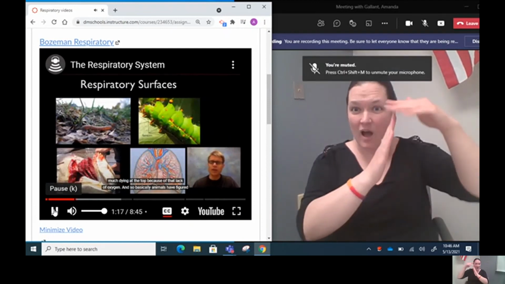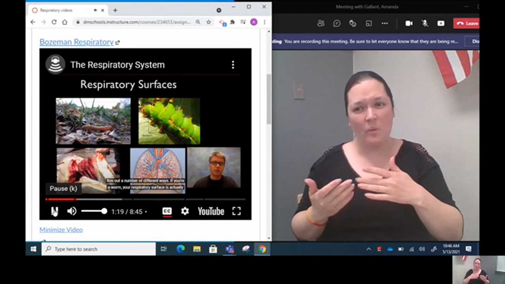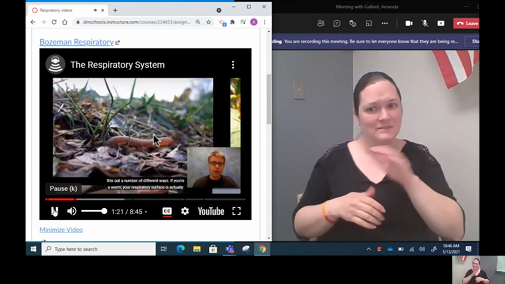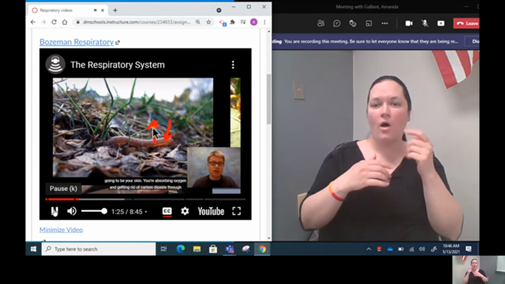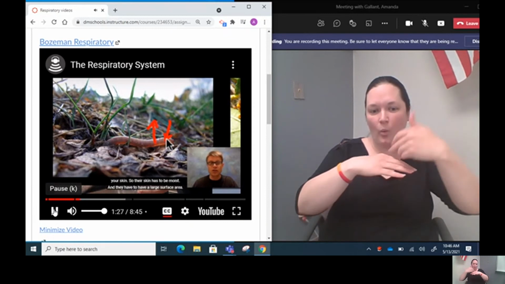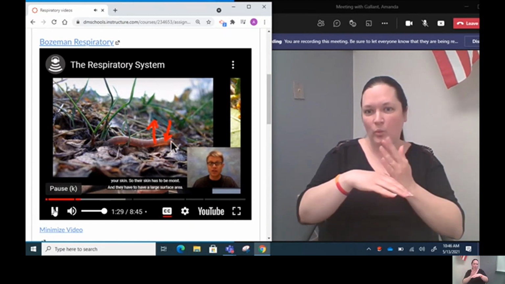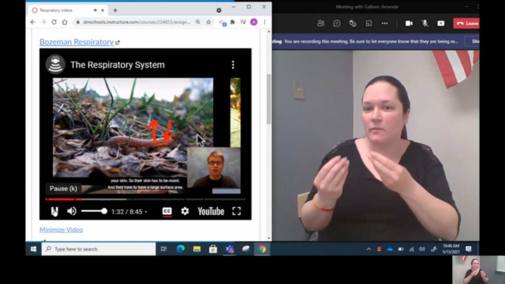And so basically, animals have figured this out in a number of different ways. If you're a worm, your respiratory surface is actually going to be your skin. You're absorbing oxygen and getting rid of carbon dioxide through your skin. So their skin has to be moist, and they have to have a large surface area.